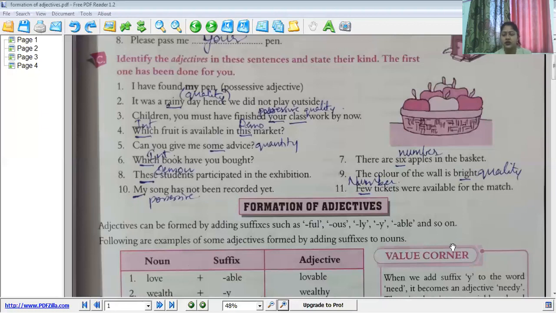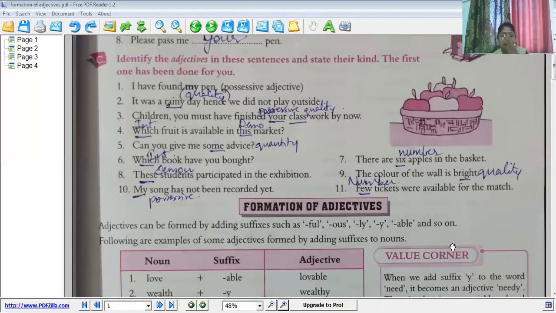demonstrative. Okay, children, we'll do the fifth sentence now. Can you give me some advice? Here, some is an adjective. Can you count advice, children? No. So some will serve as an adjective of quantity. Next sentence, sixth sentence. Which book have you bought?